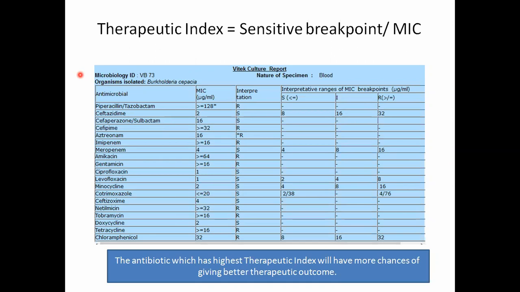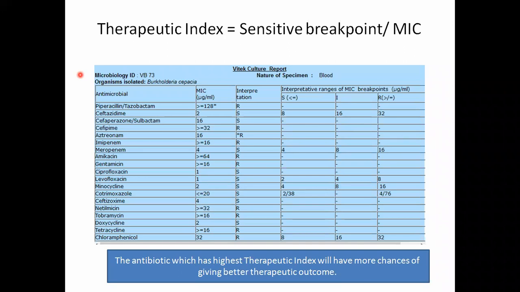I hope I'm clear on this. Any doubts here? Everyone got this? It's very important. If you have a culture report, your antibiotic of choice will be decided based on therapeutic index. Therapeutic index is nothing but the breakpoint sensitivity divided by MIC.